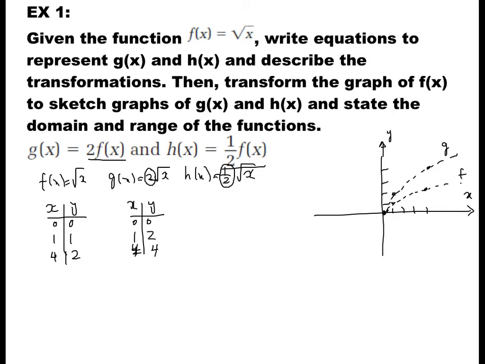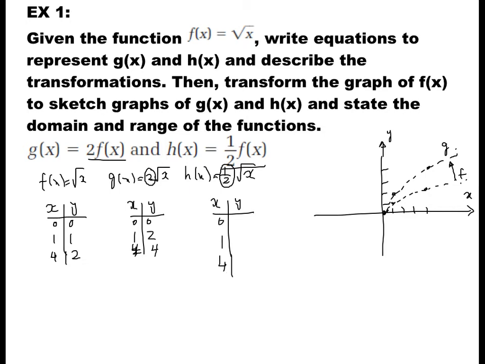You can easily see that the graph of the function g is the same as the graph of function f, but it's going to be stretched along the y-axis by how much? By a factor of 2.